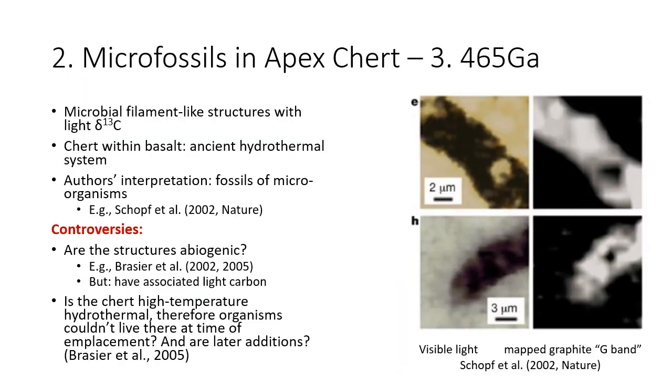We will now turn to the Apex chert, which is also found in the Pilbara Craton of Western Australia, where microbial filament-like structures are associated with organic carbon that has light delta C13, and these have been interpreted as fossils of microorganisms associated with ancient hydrothermal systems. So on the left, we have these visible light images. On the right, this Raman mapping showing graphite closely associated with these microfossils.